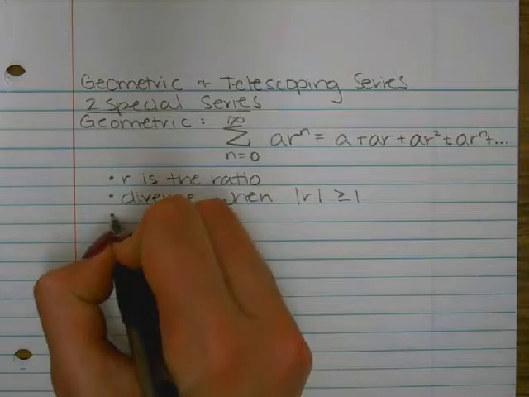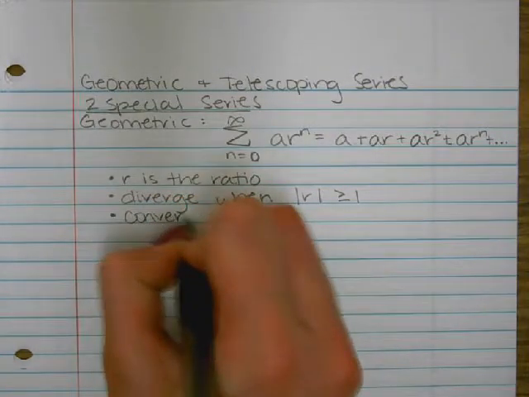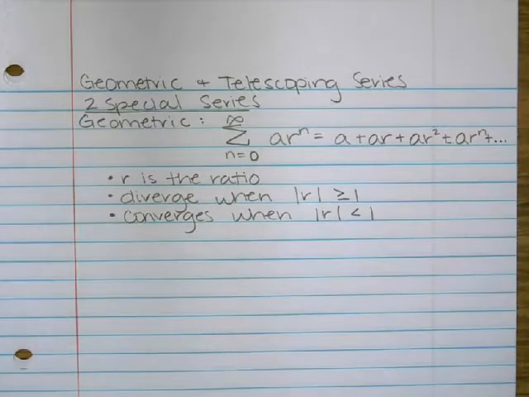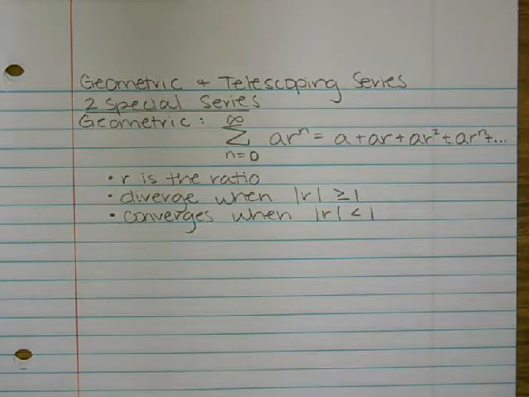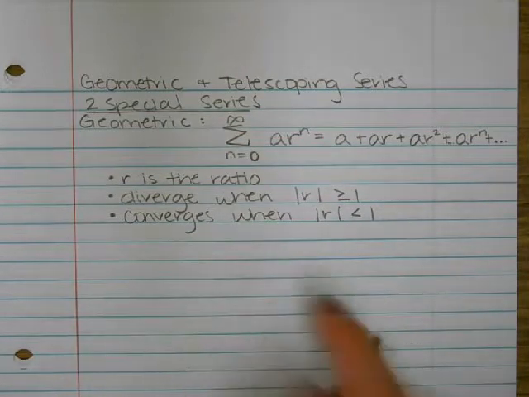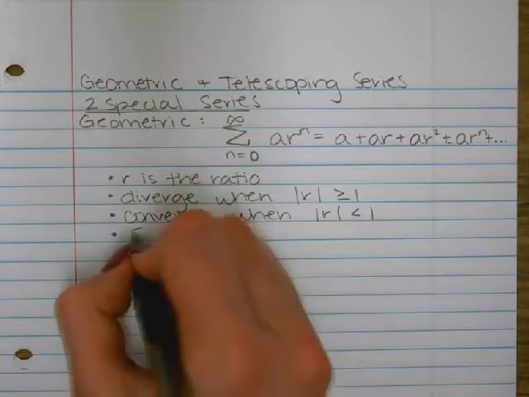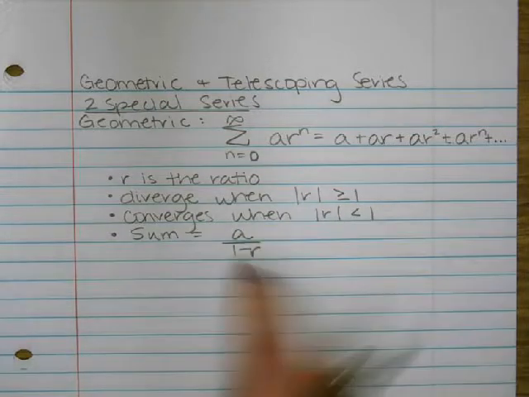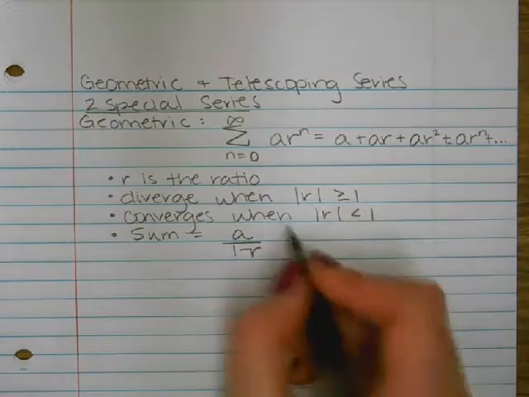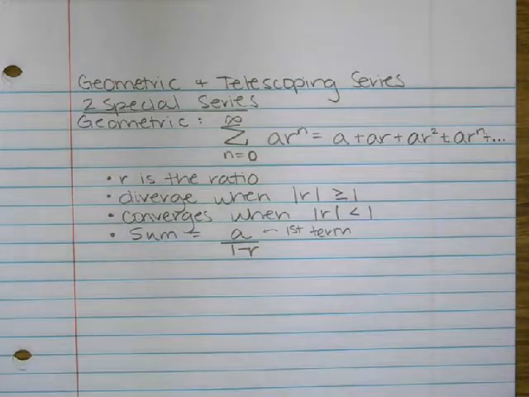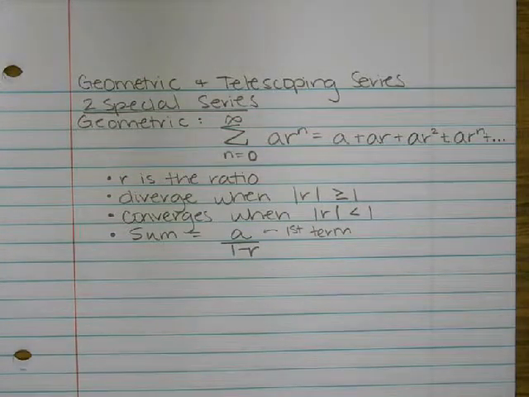So we're going to say it converges when the absolute value of r is less than 1, and that's because your numbers are going to eventually be fractions, and eventually that fraction is going to approach 0. And you should be somewhat familiar with this because you've already found these sums in the past. That's part of the pre-calc curriculum, or maybe even earlier. So we have a over 1 minus r, and the a value is your first term. Or if they want you to find the sum and they say from 5 to infinity, then you would start with the fifth term. You would just start wherever they tell you to start.